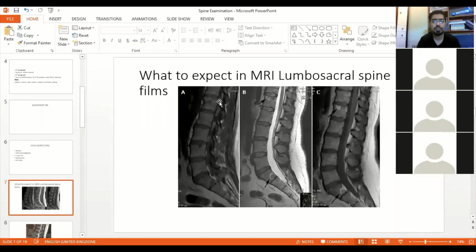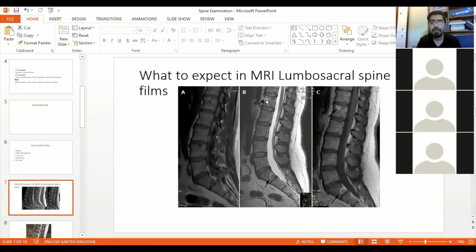We have two possible findings, that there are signal changes in this vertebra and in this vertebra, and there is also a disc prolapse at L5S1. So L5, 4, 3, 2, 1. At L1 there is an intra-body lesion. This can be anything. This can be infection, some kind of tumor, infection.